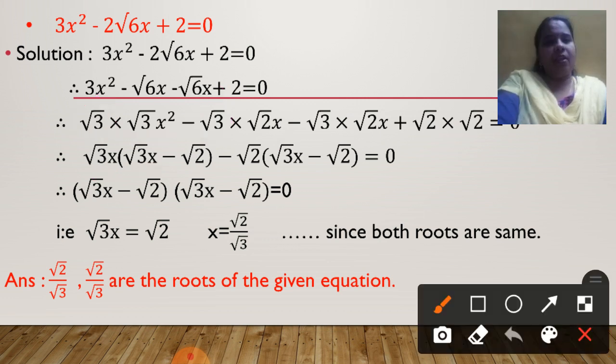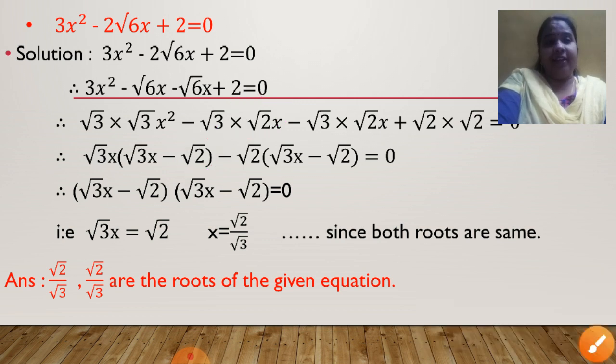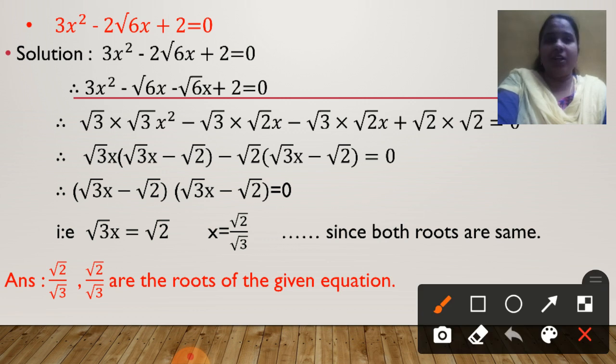Okay? Then, if root 3x is out, from this, what will be left? Root 3 is out, root x is out. What is left? Only root 2. That is the reason in the bracket I am writing root 2. Okay? Write it. Please write it. Do not try to understand it orally. You will not understand. Okay? Write it.